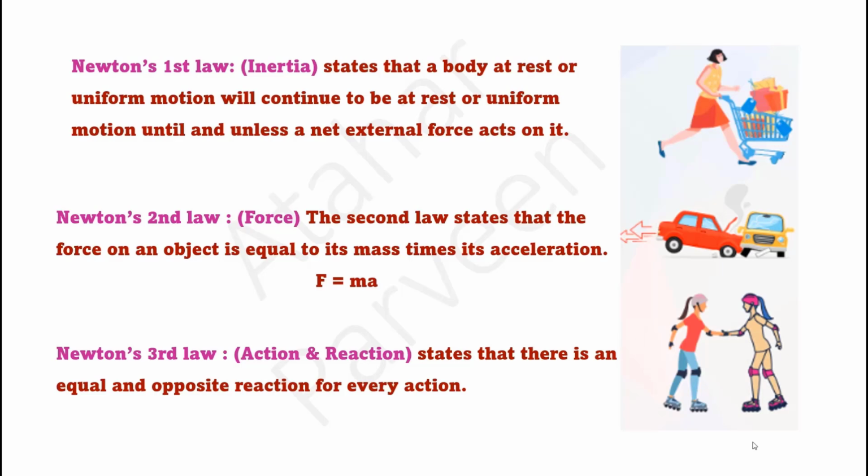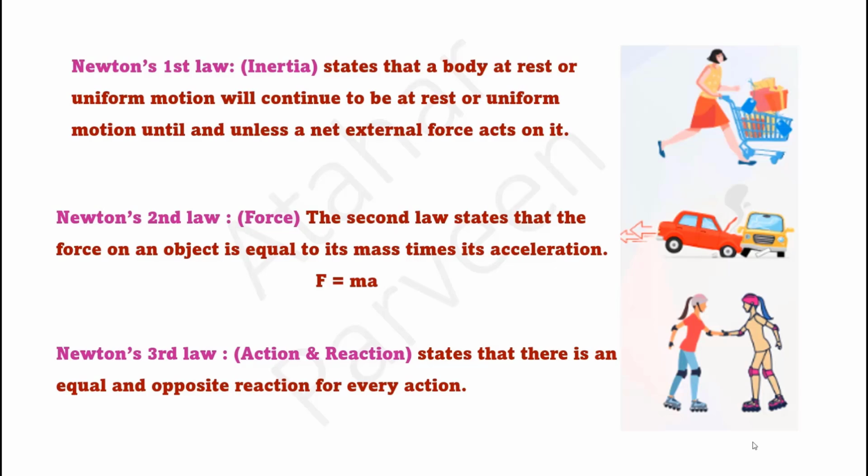Now let's talk about Newton's laws of motion. There are three Newton's laws of motion. First law states that a body at rest or in uniform motion will continue to do so, that means it will be at rest or in uniform motion until and unless you apply an external force. For example, this trolley will not move until and unless you push it, right? So this is Newton's first law of motion. We were talking about inertia in the gravitation chapter, so this first law talks about inertia.